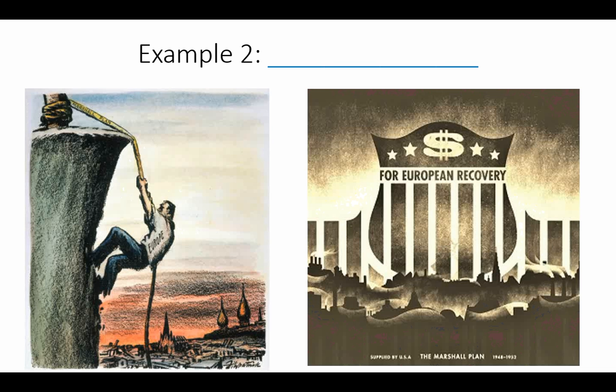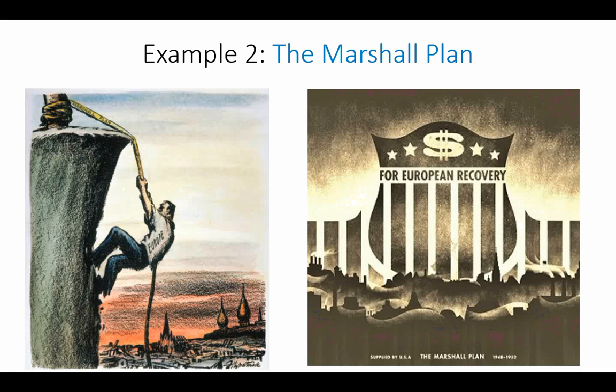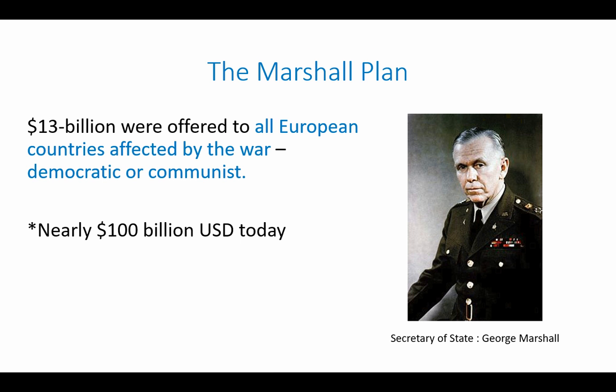Okay, another example of containment that took place immediately after World War II is called the Marshall Plan. Okay, so the Secretary of State at the time, his name was George Marshall, and his idea was to give a lot more money, this time $13 billion. Right, so they had money on the table. They said, any European country who wants this money, you can have it. Okay, and for context, this amount of money is considered about $100 billion today, and that's American dollars, which means it would be even more in Canadian dollars.